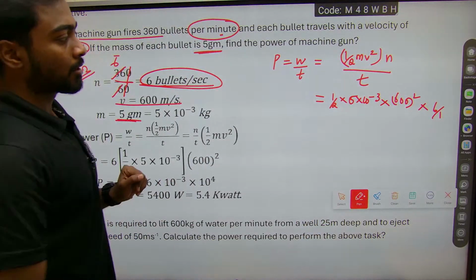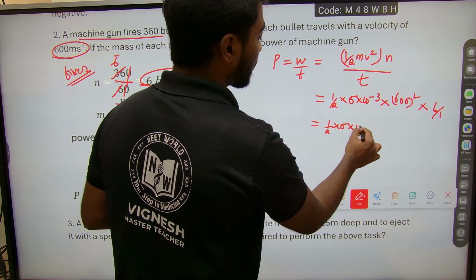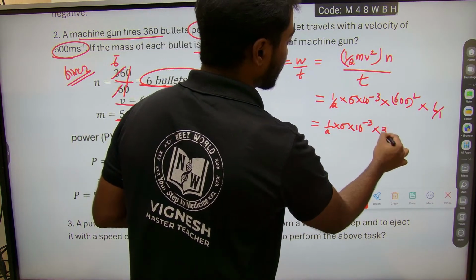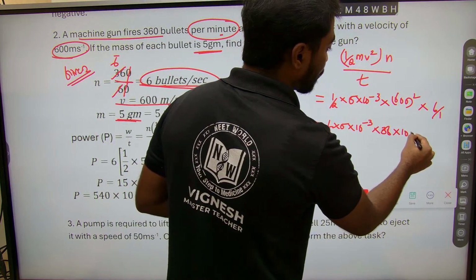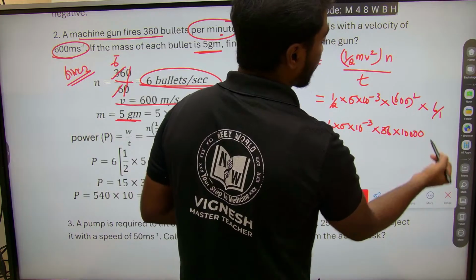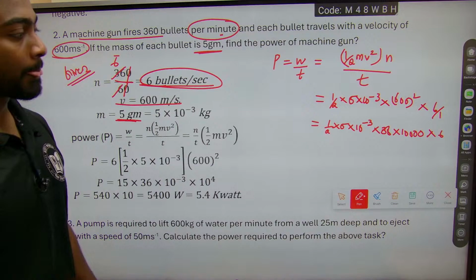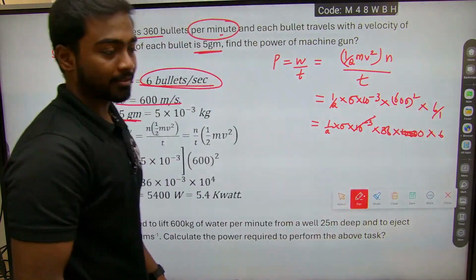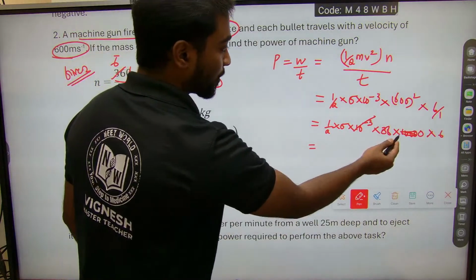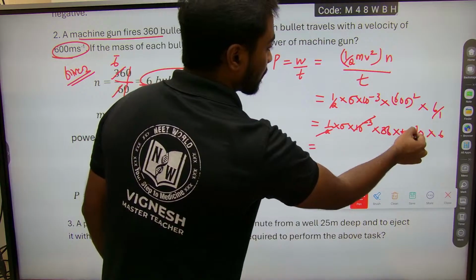Fine. Now calculate it. 1 by 2 into 5 into 10 power minus 3 into 6 36, and these 2 zeros will become 10 power 4. So 10 power 4, 2 zeros, into 6. So this is 10 power minus 3 and this is 10 power 3. Cancel it. So remaining how much? So this is 10, right? No, so once, and this is 5 times.